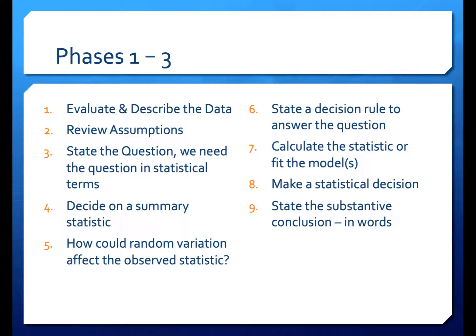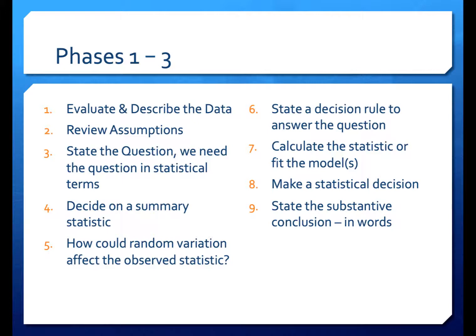So if you recall phases 1 through 3, the first phase, steps 1, 2, and 3, look at evaluating and describing your data, reviewing your general assumptions, and then stating the question in statistical terms. Phase 2 is steps 4, 5, and 6. So choosing your summary statistic based on your statistical question. How does random variation affect that observed statistic? So what would you expect to see under the null hypothesis? And then step 6 is your decision rule. So how will you choose between your null and alternative?